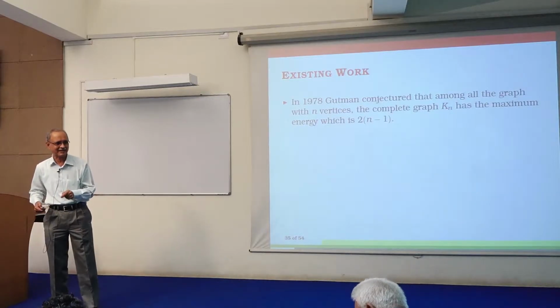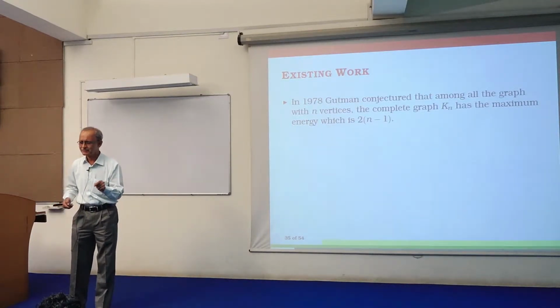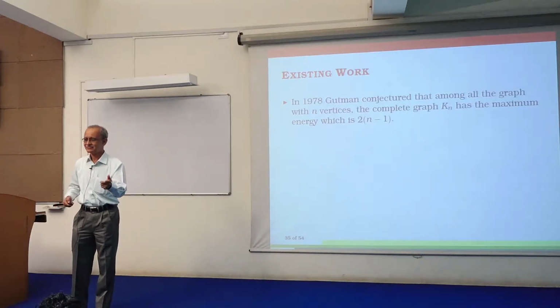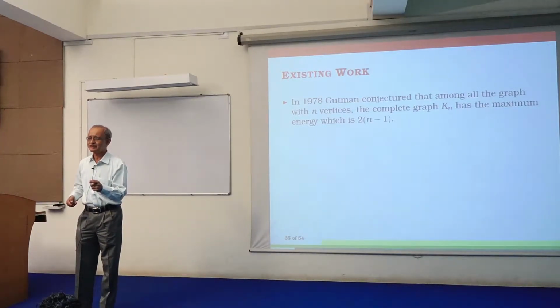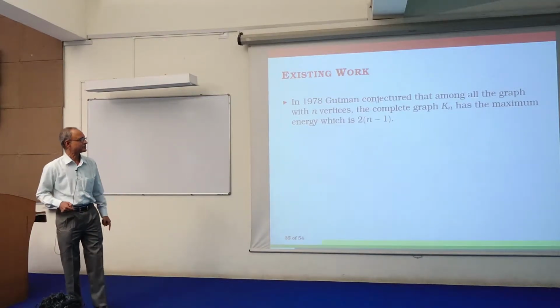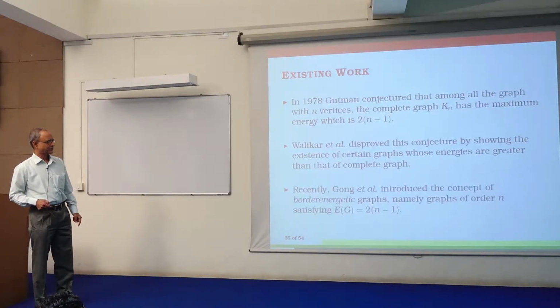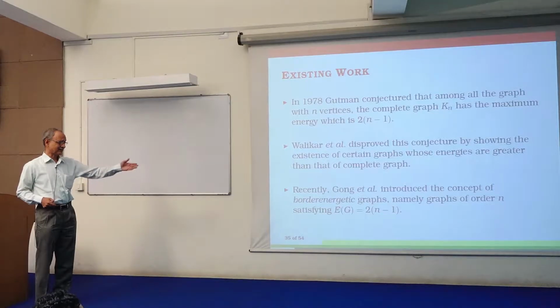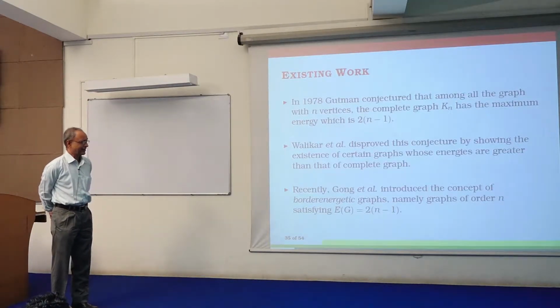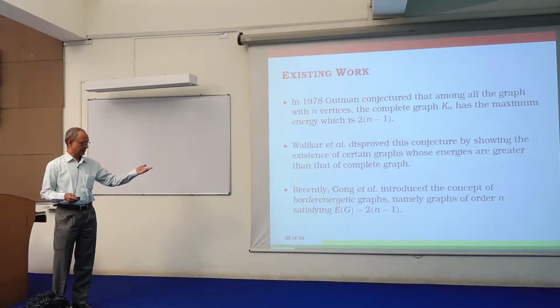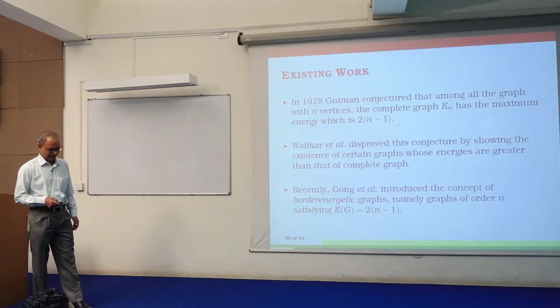Then the next discussion started. Are there any other graphs whose energy is the same as the energy of the complete graph? So, the graphs whose energy is the same as the energy of the complete graph are known as border energetic graphs. The concept of border energetic graphs was recently introduced by Gong and others, and they termed such graphs border energetic graphs. Means the graphs whose energy is 2 into n minus 1.